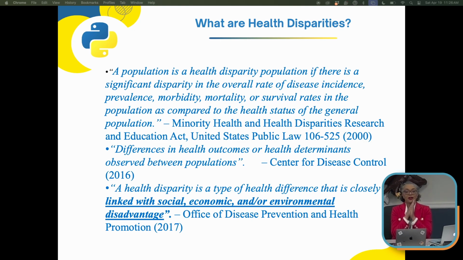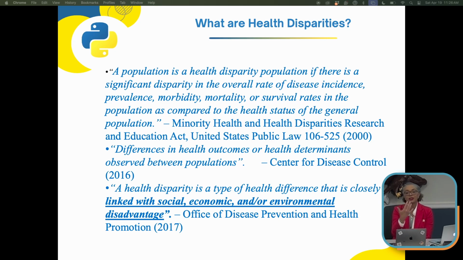Okay, so a couple of different government organizations have definitions of health disparities. A population is defined as being disparate when it comes to outcomes, morbidity, mortality, prevalence, and survival rates, when you can make those distinctions by race. That's the Minority Health and Health Disparities Research and Education Act. The Centers for Disease Control in 2016: differences in the health outcomes or health determinants observed between populations. And lastly, a health disparity is a type of health difference that is closely linked with socioeconomic and environmental disadvantage. Really profoundly important to mention that, right?